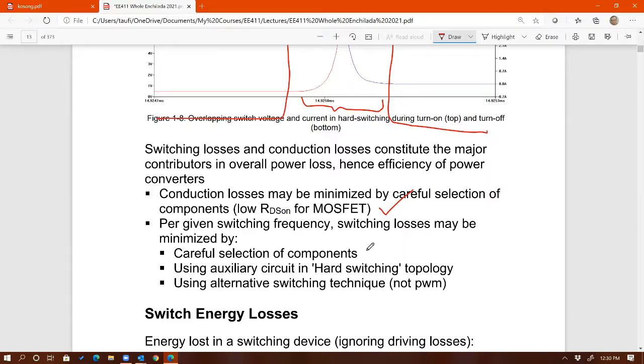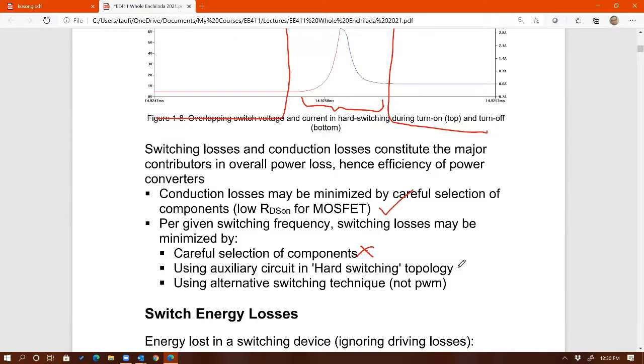I'm not going to go over the first one because I'm not an expert on it. That goes into the device physics of the component, how you design a better MOSFET. That's not part of this class. That's more like a semiconductor physics type of class. What we are going to cover in this class is more on the power converter side of power electronics.